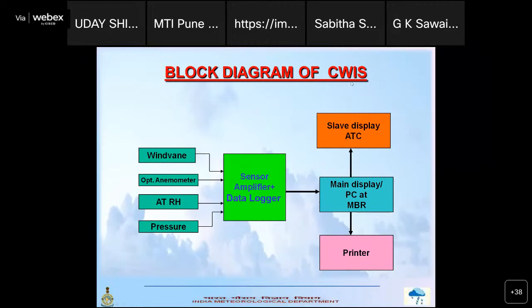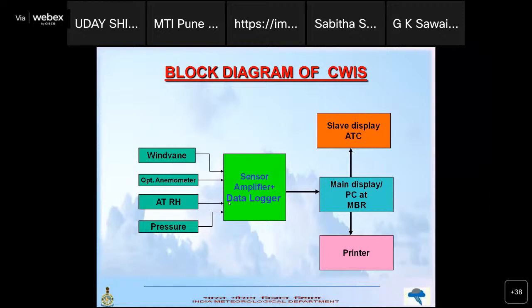This is the block diagram of the CWS, the current weather instrument system. It connects the wind vane, which will give the wind direction, and the optical anemometer, which will give the wind speed. The ATRS, air temperature and humidity sensor, is a combined sensor, which we have already discussed, with resistive and capacitive sensors. It will give the temperature and humidity values.